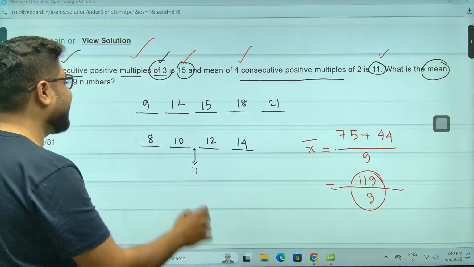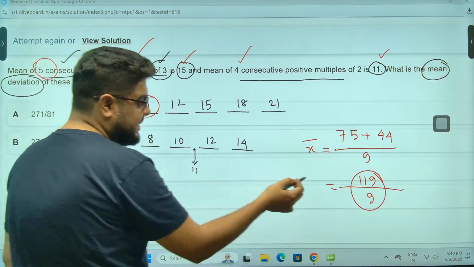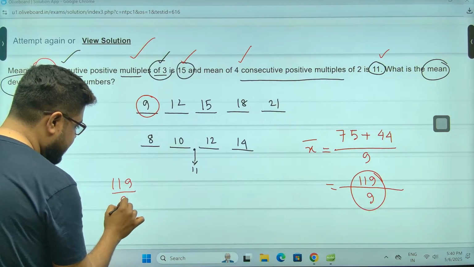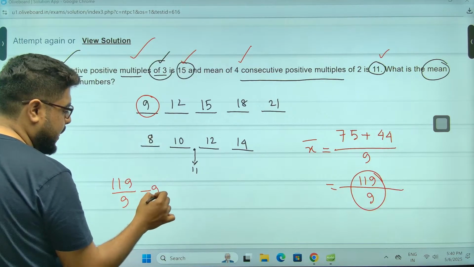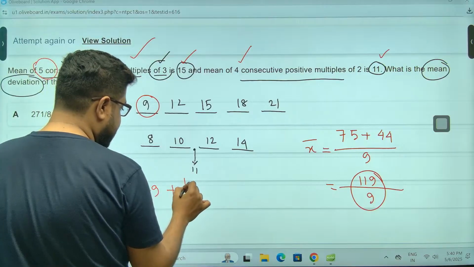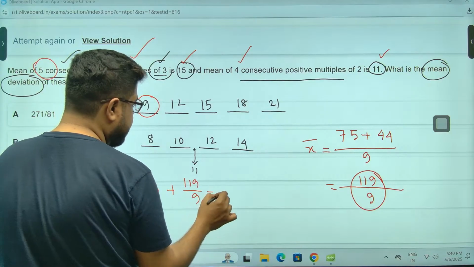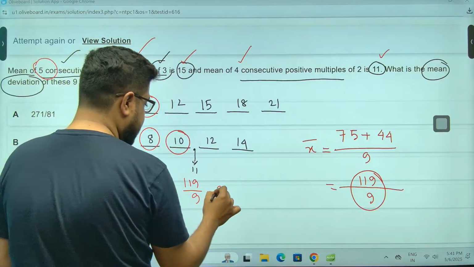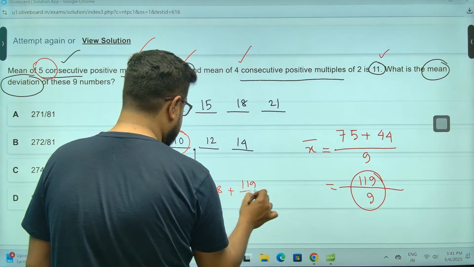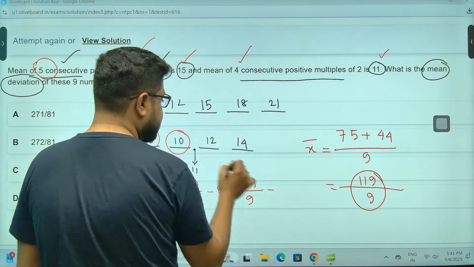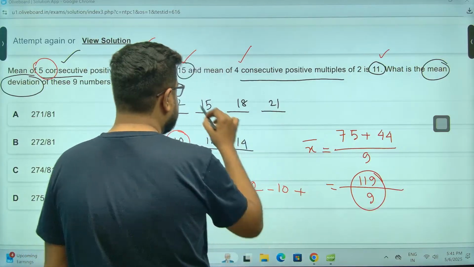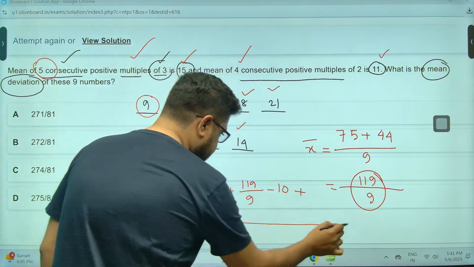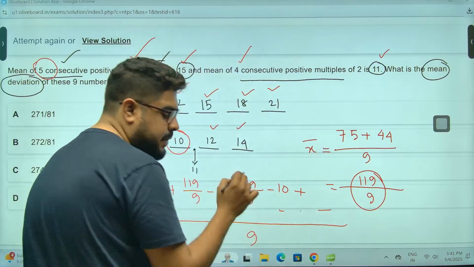Calculate it. 9. So this is greater than 9. So always you will take the positive. Minus 9 plus 119 by 9 minus, and I'm just taking the smaller numbers first. 8. 119 by 9 minus 10. Plus, you do this total divided by 9. That will be your answer.